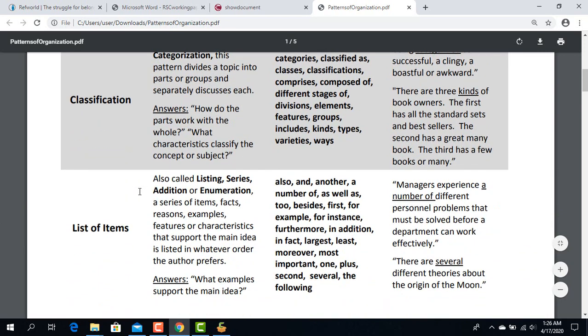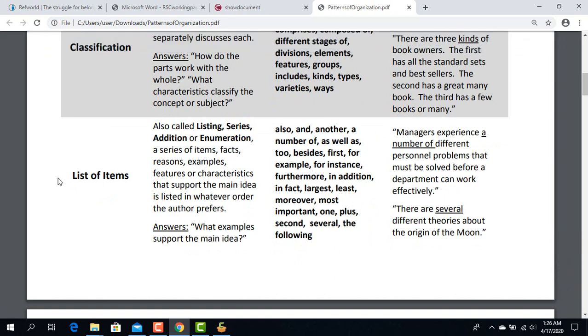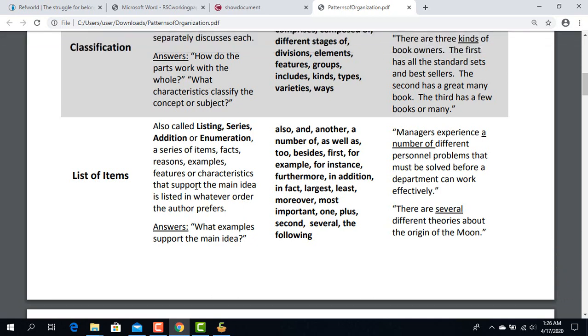Number 3. Another time, I'm going to repeat all of this at the end with one paragraph. Number 3, we have listing. What do I mean by listing? As you know, when you list something, it is a series of items, facts, reasons, features. So whenever you list things, this means that you have a listing pattern. Now, what are the signals or the clues that show such a pattern? We have like, as well as, besides, maybe several, the following. So whenever you use these words, then you're going to list.